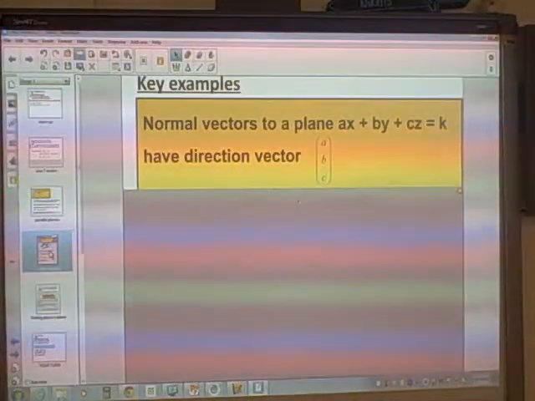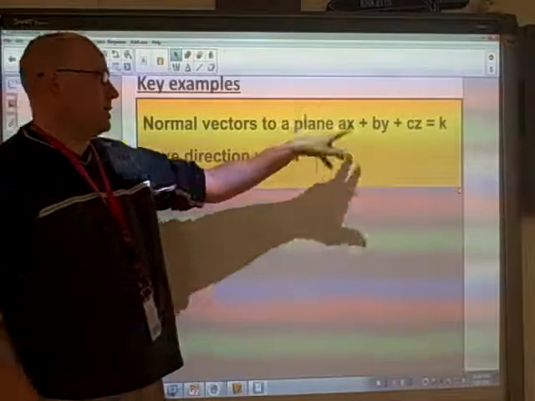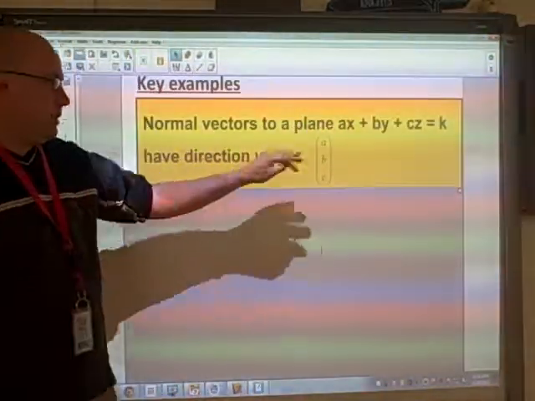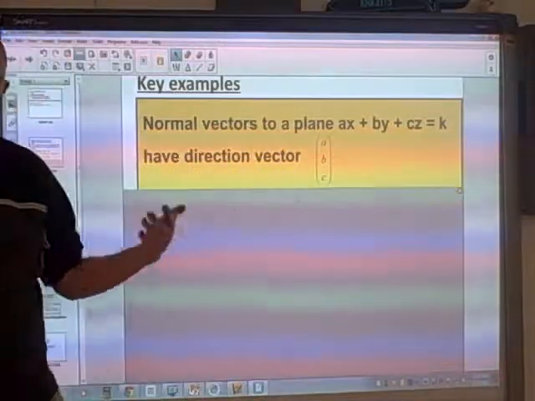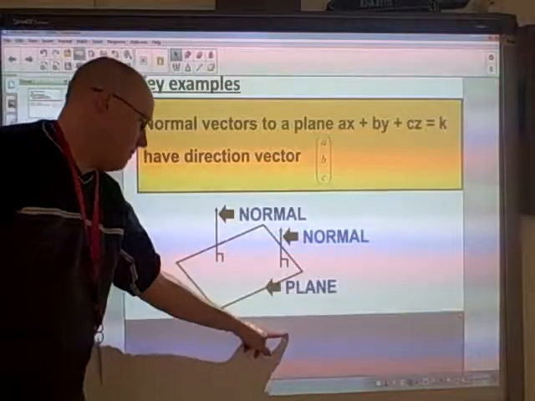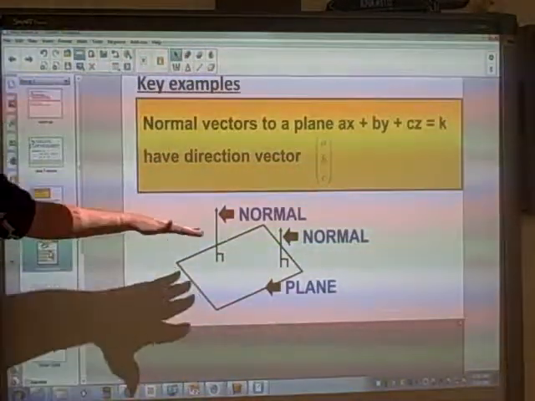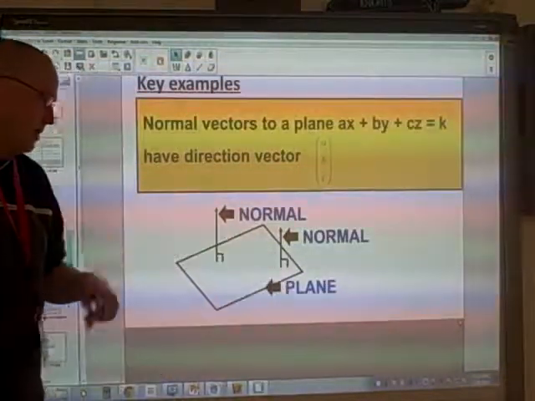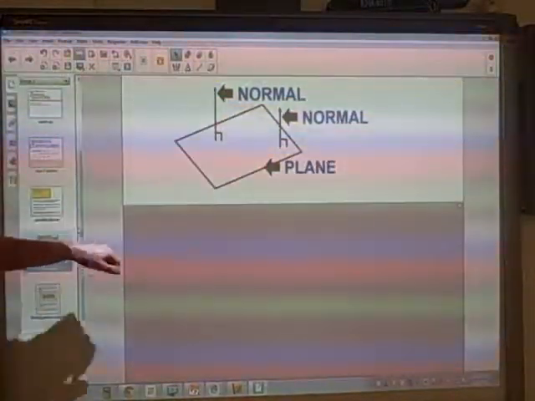So luckily for us, there's a very key fact that connects these two things. If we have a plane with A, B, and C like this, then the direction vector of our normal is also A, B, C. So that's going to make our life very easy when we come to answer these questions. Just so you can see exactly what I was trying to show you with the book there, here's our plane, and then this is our normal, which is going to be at 90 degrees to that.